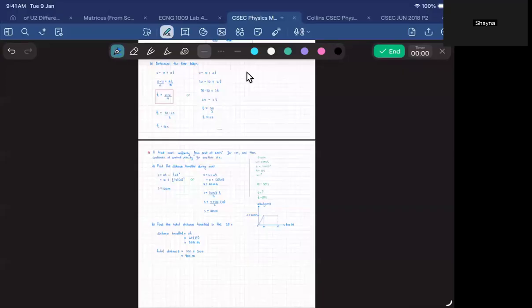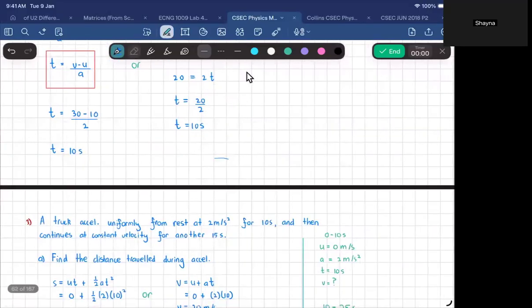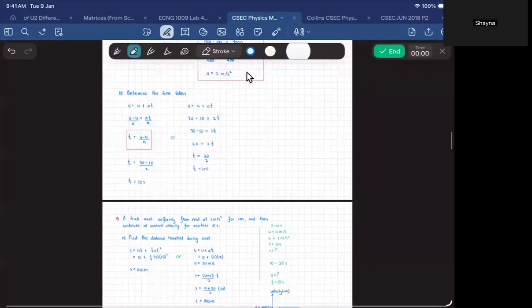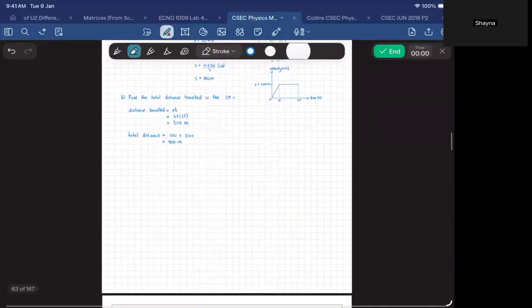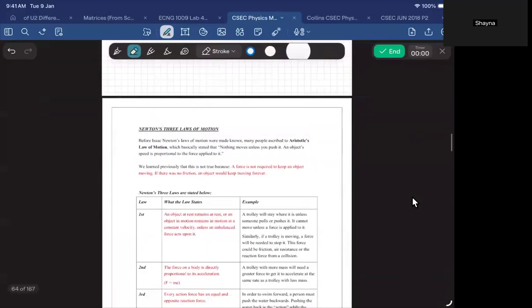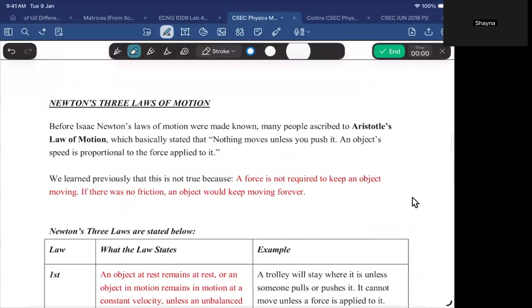So we are done with kinematics, the study of motion. You okay with the graphs and the formulas? Yeah. Okay, nice. Let's move on to Newton's three laws of motion. Before Isaac Newton's laws of motion were made known, many people ascribed to Aristotle's laws of motion. Did you know about Aristotle's laws of motion? No, sir.